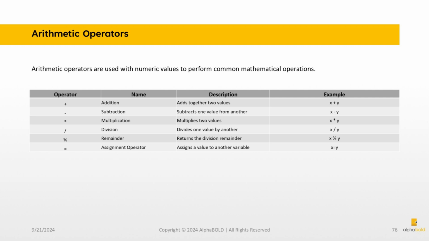Division, slash, divides one value by another. For example, x / y divides the value of x by the value of y. Remainder, %, returns the remainder of a division operation. For example, x % y returns the remainder when x is divided by y. Assignment operator, =, assigns a value to a variable. For example, x = y assigns the value of y to the variable x.